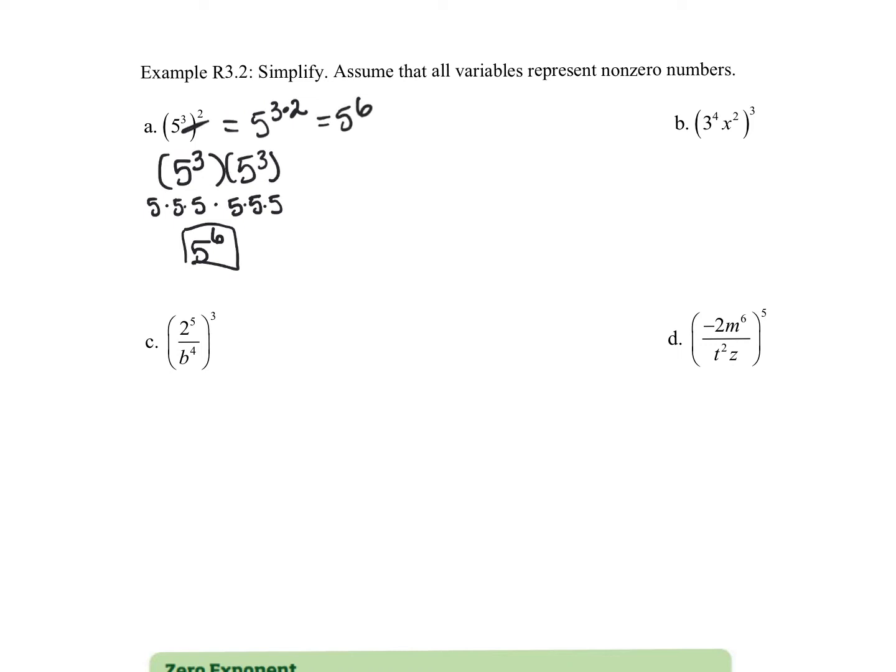Letter B is tricky. Everything in the parentheses has to get that third power. So I have 3 to the 4th to the 3rd. And then I get x squared to the 3rd. And then I'm going to do this power to a power rule twice. Once right here and once right here. So 4 times 3 is 12. So I get 3 to the 12th. 2 times 3 is 6. So I get x to the 6th.